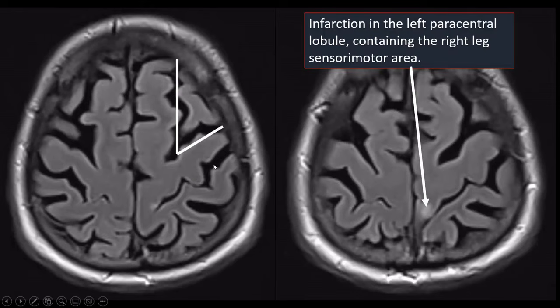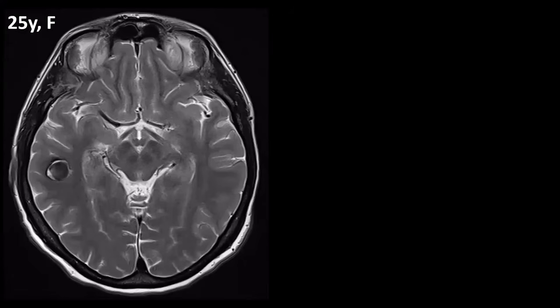Here we have our L, so this has to be the central sulcus. This has to be a hand knob. This has to be the precentral gyrus, and this self-evidently the paracentral lobule. So precentral gyrus, paracentral lobule. In conclusion, we have an infarction in the left paracentral lobule, which contains the motor representations of the contralateral leg, and we found an explanation for a paresis of the right leg in this patient.